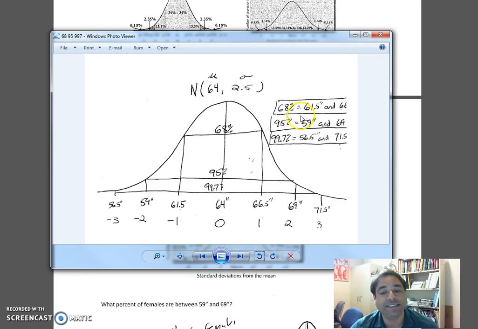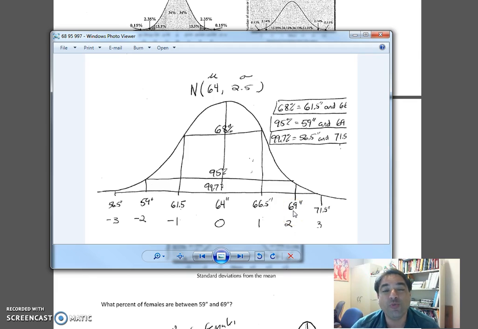So the empirical rule says that 68% of females, remember the rule, 68, 95, 99.7, will fall within one standard deviation, so between 61.5 and 66.5. Sorry, that's cut off a little bit. That's one standard deviation. If we go two standard deviations, we're going to subtract another 2.5 and add another 2.5, and notice the entire curve is 100%. This is 68. But if we go two standard deviations to the left and two to the right, now we have 95% of females between 59 inches and 69 inches.